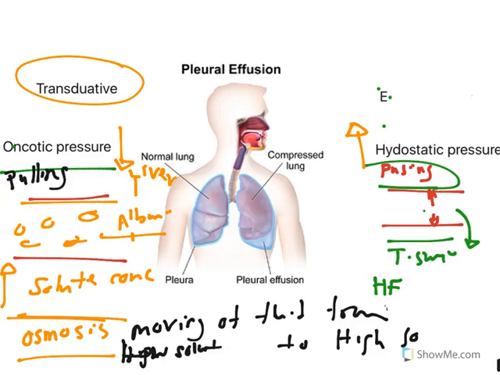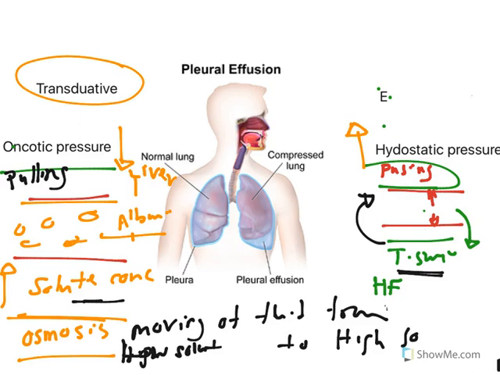It helps pull the fluid and everything inside the tissue, so it pulls things from the tissue into the blood vessel with the help of osmosis. The fluid will move from low concentration to high concentration to balance the concentration. The fluid will move to the highest concentration inside the blood vessel, which is caused by albumin.